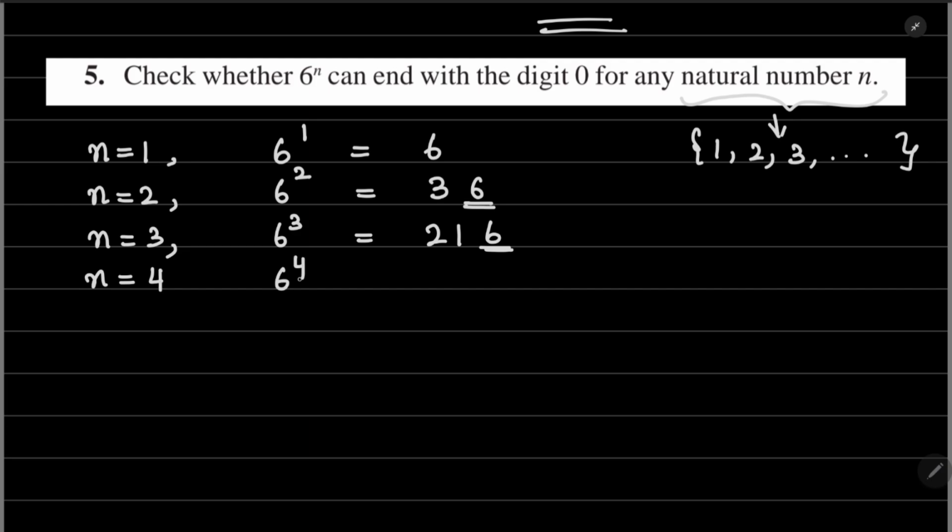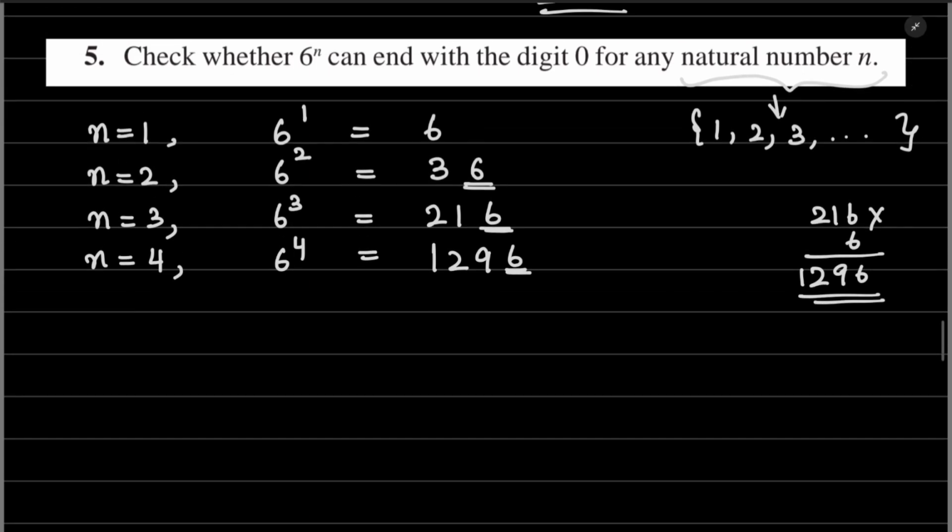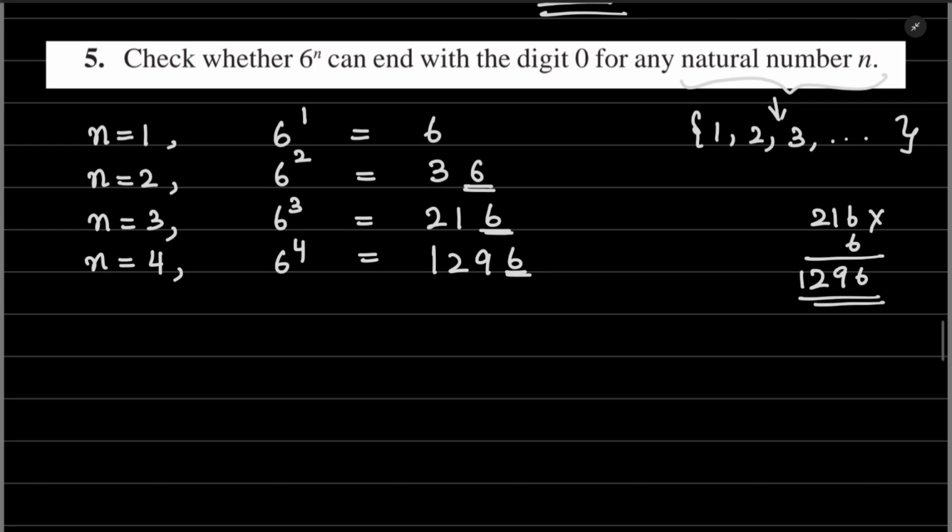6 raised to the power 4 is, you can multiply and see, 216 into 6. Okay. 1296. Okay, so if you see, 6 raised to the power n will never end with 0. Okay, it will only end with 6, right?